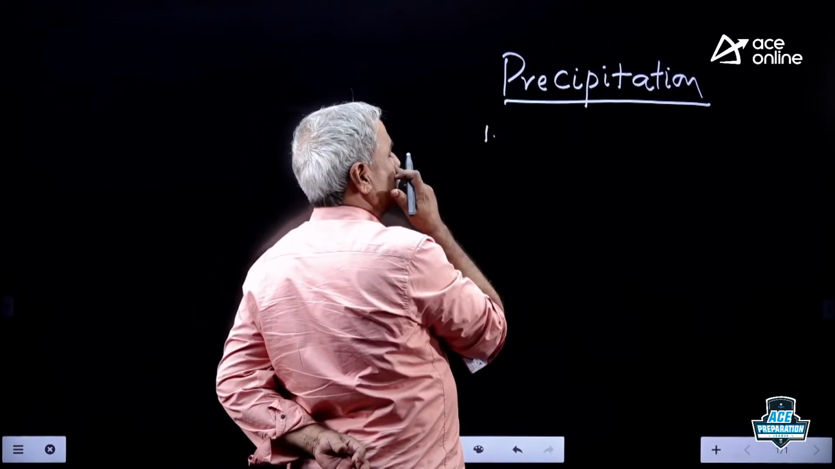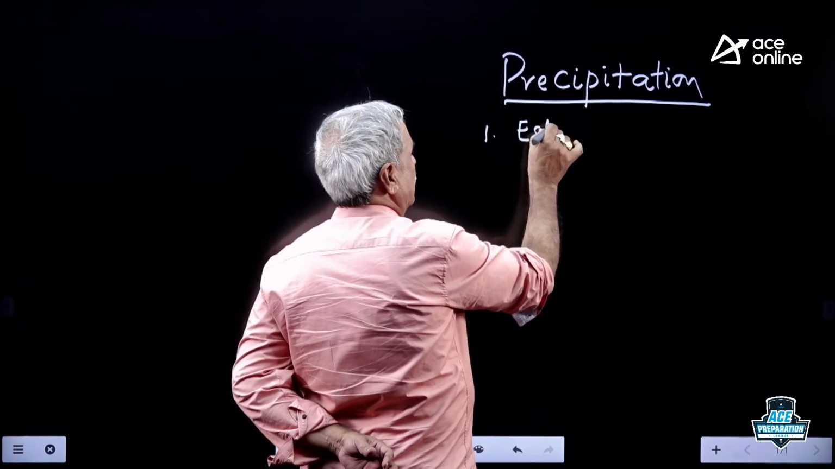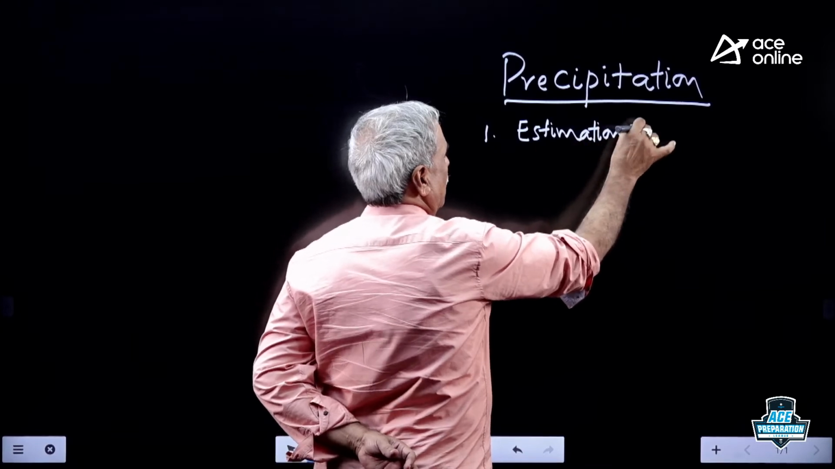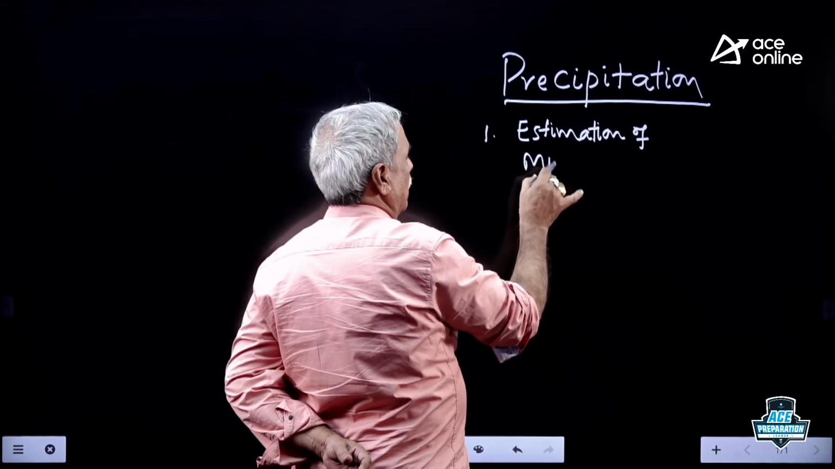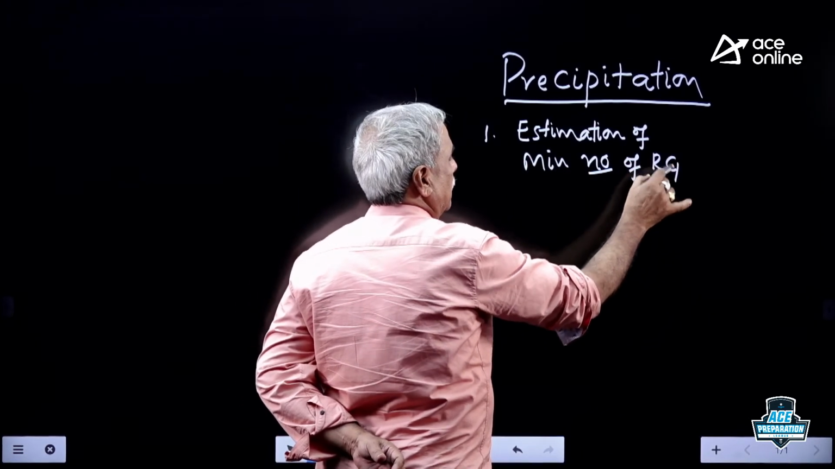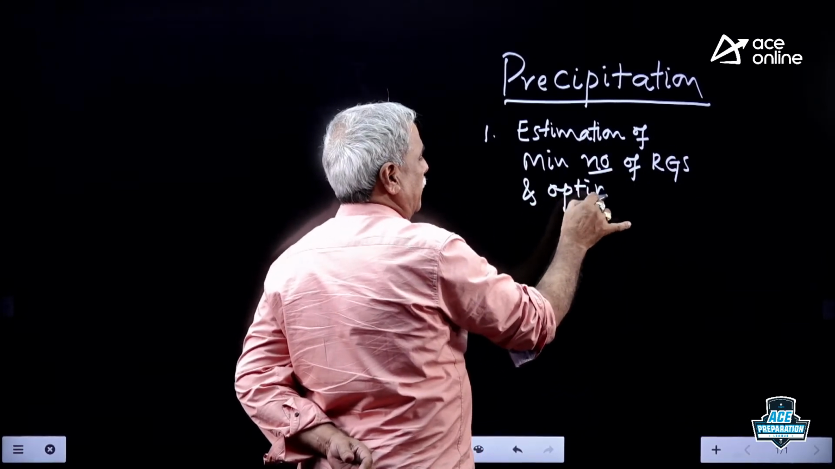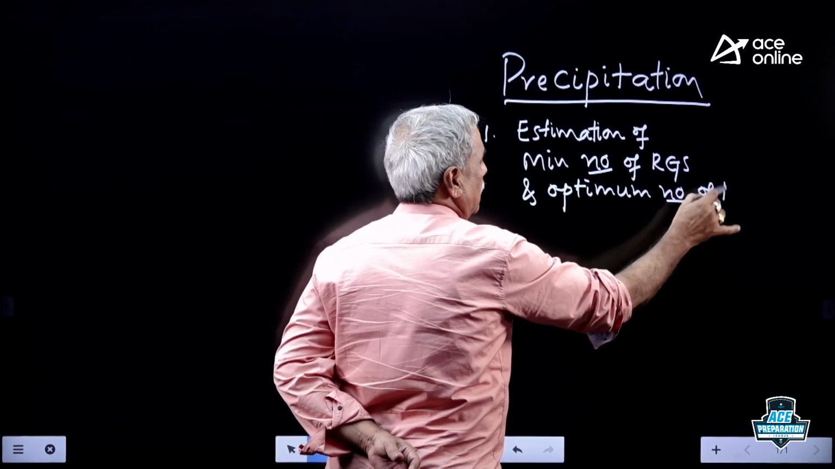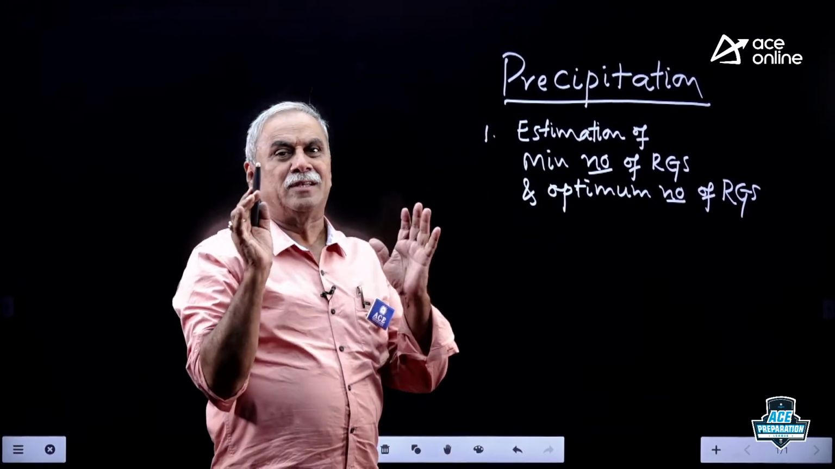First one is estimation of minimum number of rain gauge stations and optimum number of rain gauge stations. In this area, generally, questions will be framed.